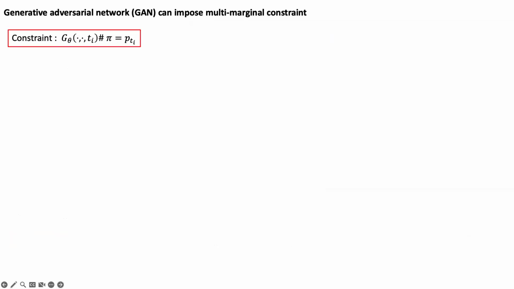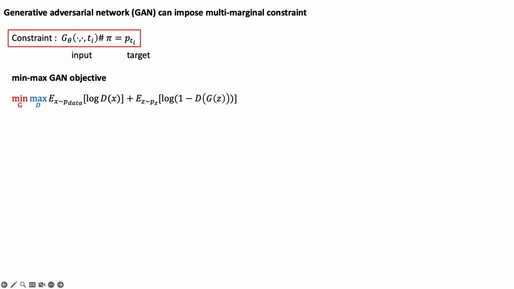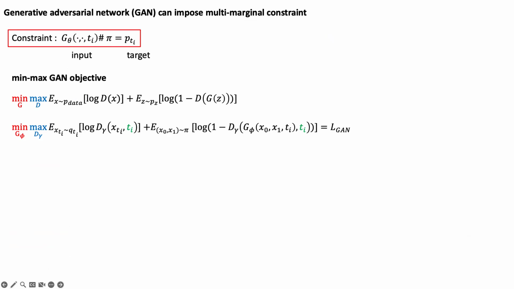So the authors applied this again to employ this constraint. Using the min-max GAN objective, I just copied the formula I showed you before. They try to impose this condition again. This is just the same. D is a discriminator with neural network parameter. And G theta is the interpolant that I defined. And this is the GAN loss.